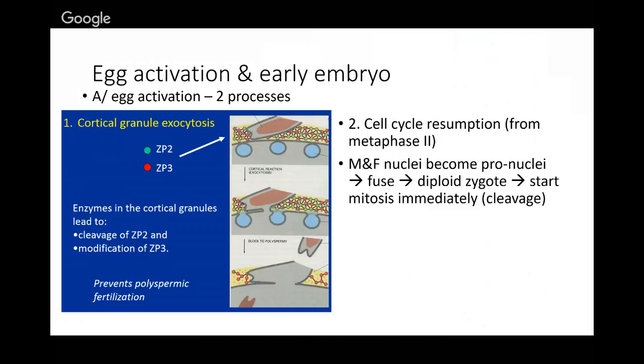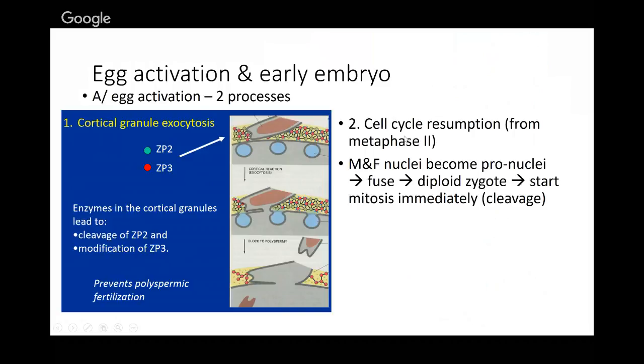Okay, so in egg activation and early embryo, after the fusion occurs, a process of egg activation will begin, and there are actually two parts to it. First you have cortical granule exocytosis. So what this does is, again, there's a release of a lot of enzymes, and the whole point of it is to prevent polyspermic fertilization. So once a sperm binds to the egg, the membrane of it will change so that no other sperm can bind to it anymore. So it's only that one sperm, and that's it.